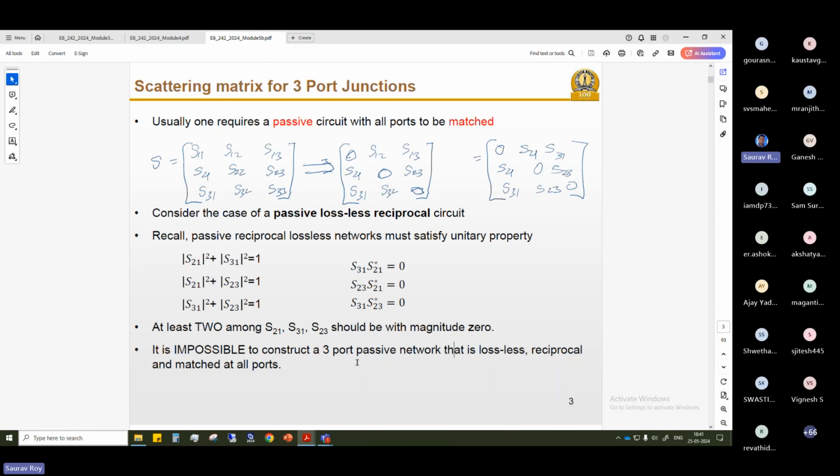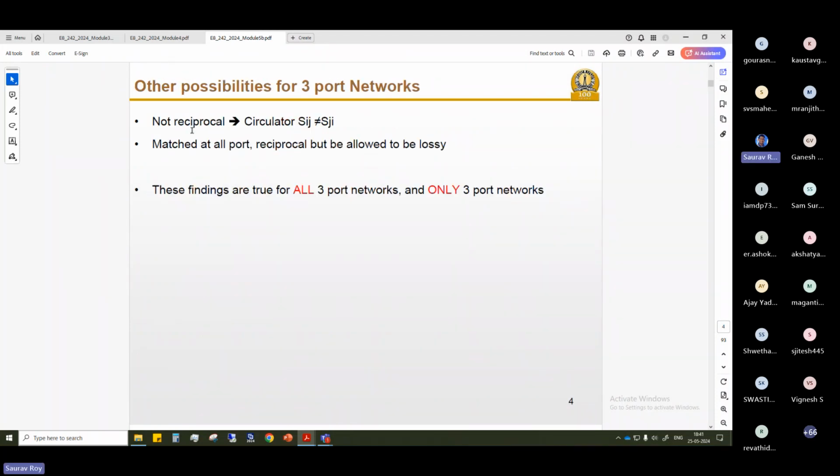So we have to add something here. We can make it not reciprocal. How? We can add a component which is not reciprocal, like a circulator, where Sij will not be Sji. In a circulator, you add a ferrite material, which has non-linear characteristics, so it will not be reciprocal. That is one solution. Another solution is to make the network lossy. Lossy means you can add some element there which creates some loss. Or you can make an active network. That is another solution.